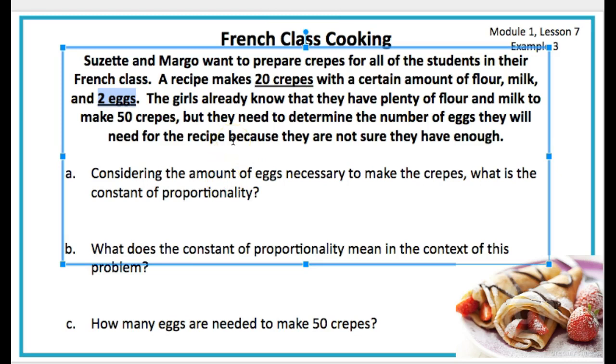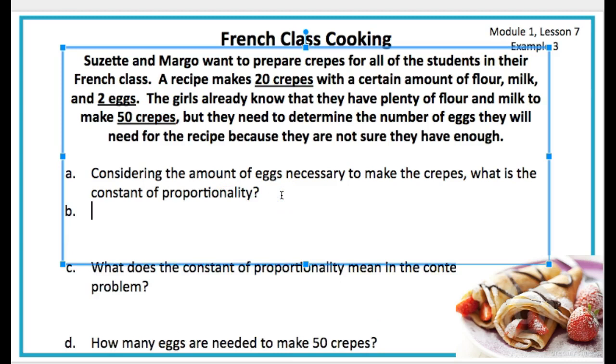Okay. The girls already know they have plenty of flour and milk to make 50 crepes. But they need to determine the number of eggs they will need for the recipe because they are not sure they have enough. So part A of this question. Considering the amount of eggs necessary to make crepes, what is the constant of proportionality?